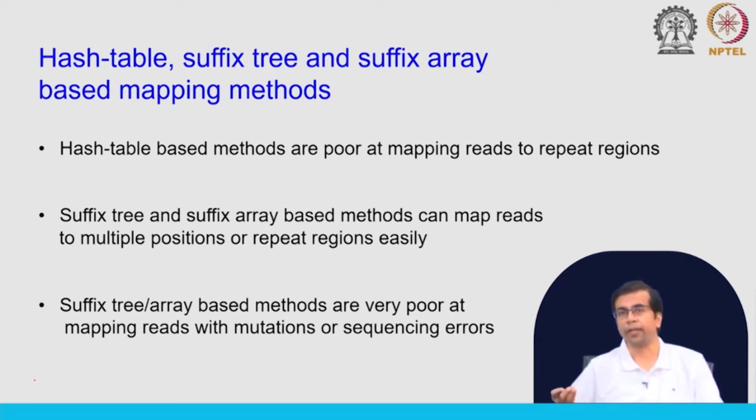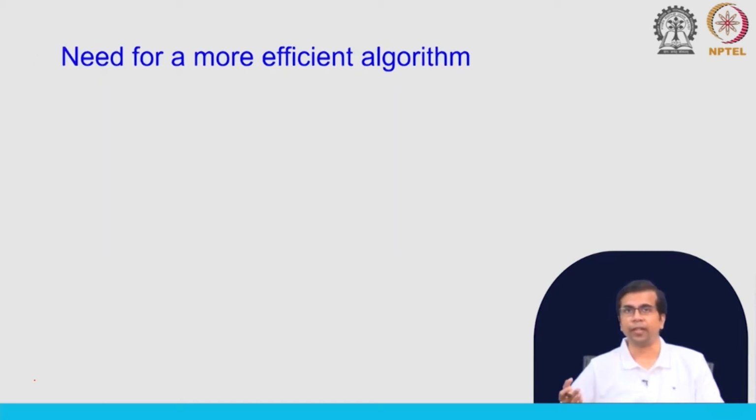So, this is not suitable, right. If you are discarding a read because there is a mismatch, then we will probably discard a large fraction of the data. So, is there a way to do better? What we have seen, these two algorithms can do some of these tasks pretty well, but we probably need a more efficient algorithm.